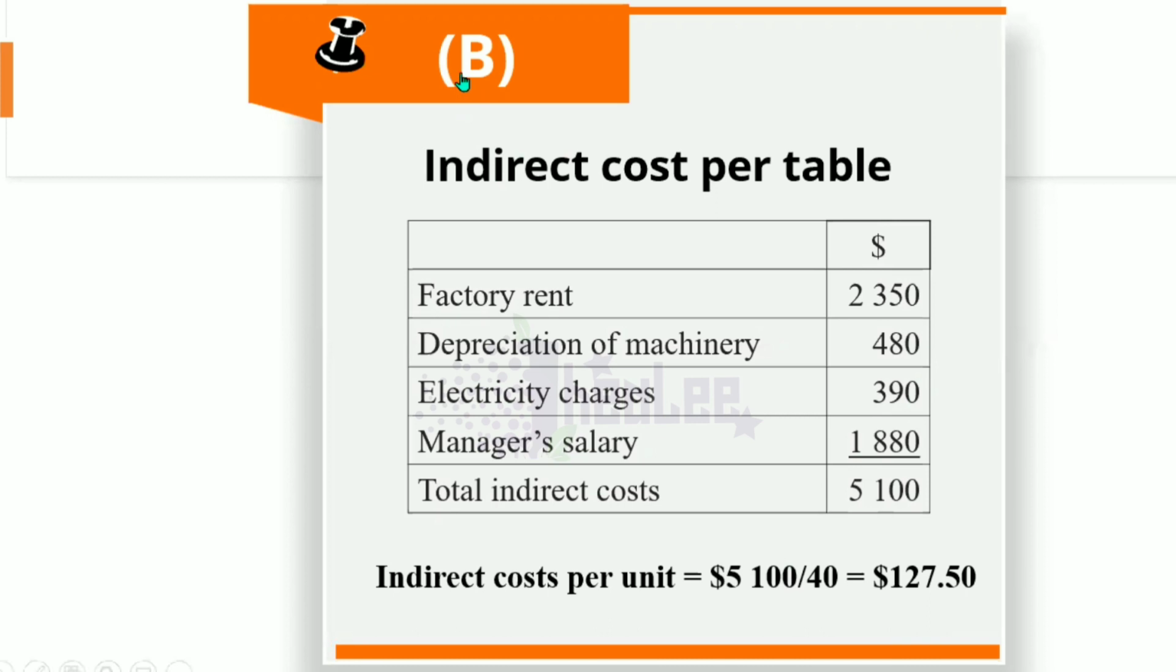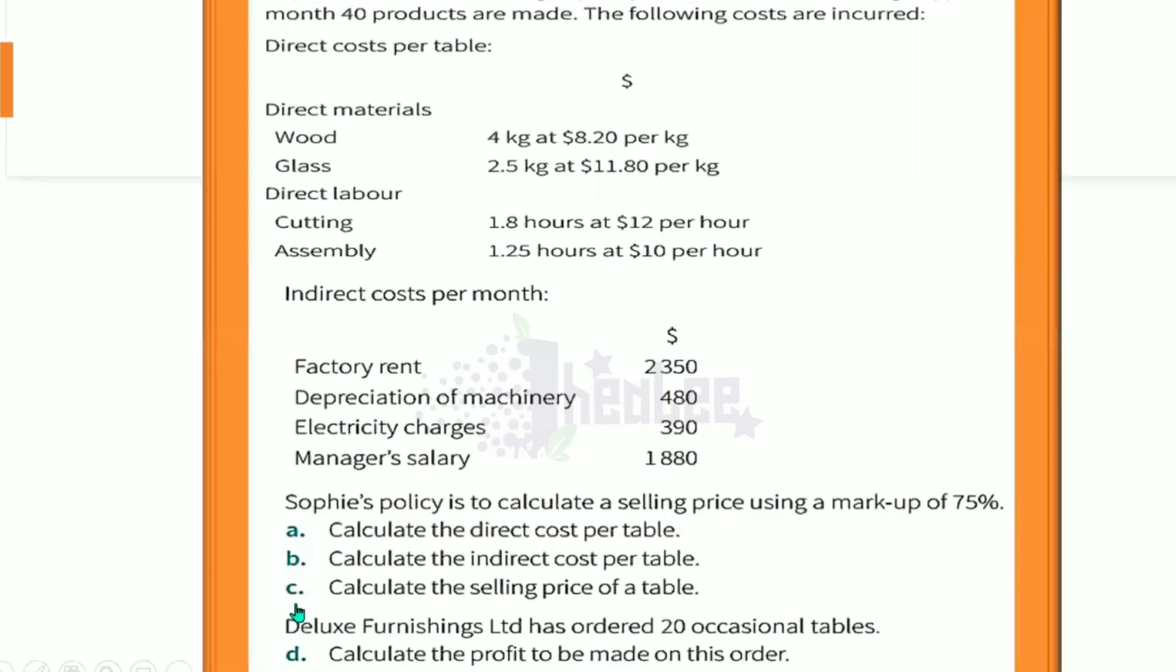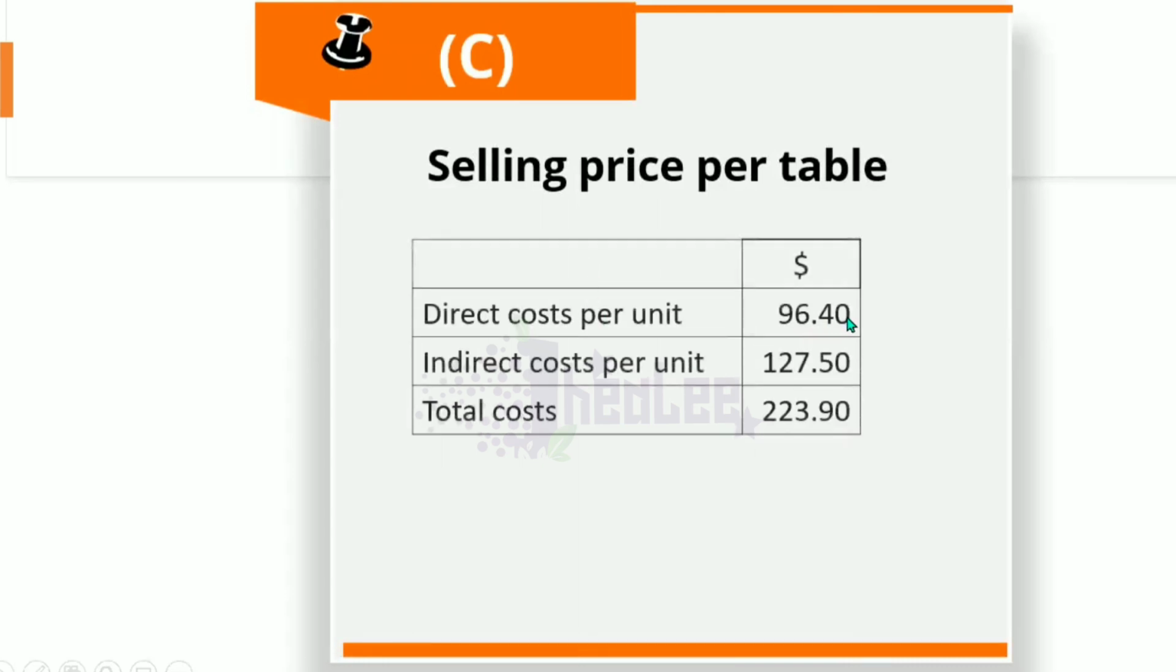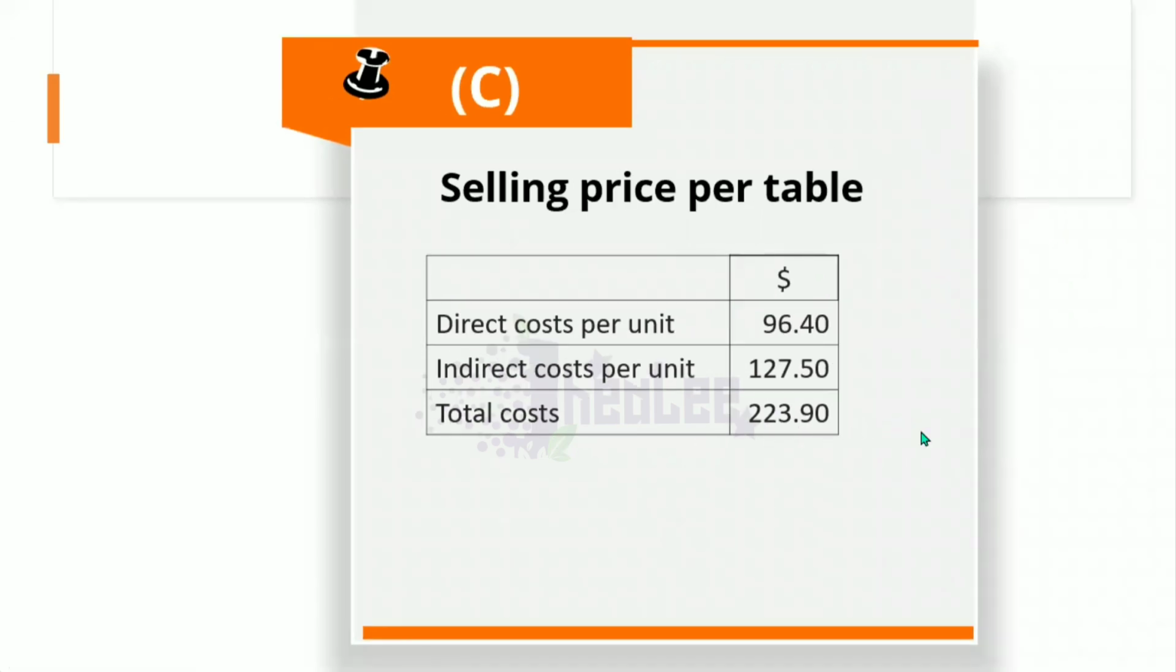Now that we have calculated the indirect cost, we're going to look at C, where we're asked to calculate the selling price of a table. And to calculate the selling price per table, we add our direct cost, which is $96.40. That was calculated in part A. We add our indirect cost per unit, which is per table, which was calculated in part B, and that is $127.50. So our total cost to produce one table is $223.90.